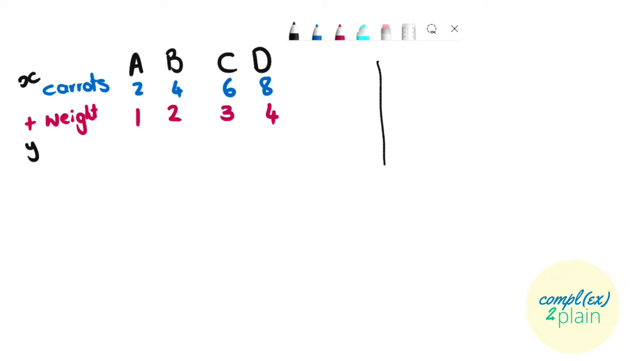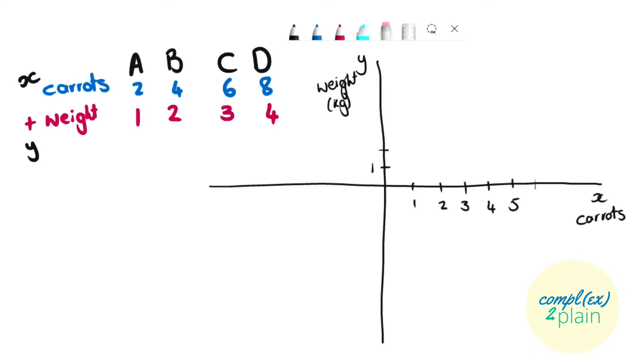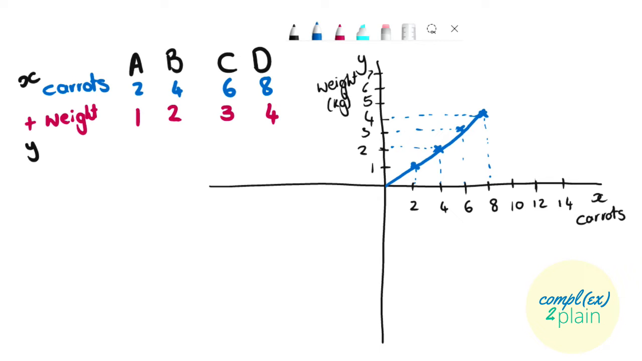So we can plot that on the Cartesian plane. So let's quickly plot these points. So when he gave them 2 carrots, they picked up 1 kg. Okay. When he gave them 4 carrots, they picked up 2. When he gave them 6 carrots, they picked up 3. When he gave them 8 carrots, they picked up 4. Okay, and there you can see you've got a straight line forming. Okay, I'm not drawing very nicely, but there you go. That's the idea.